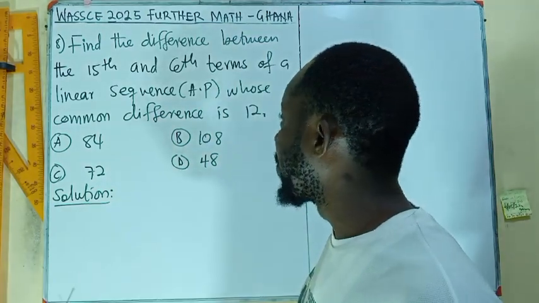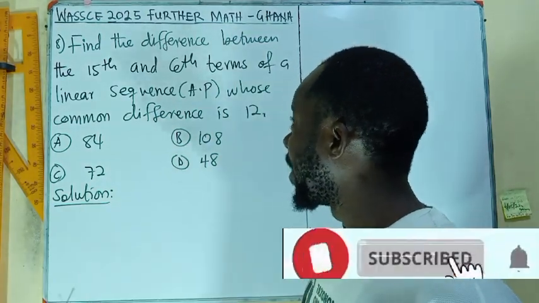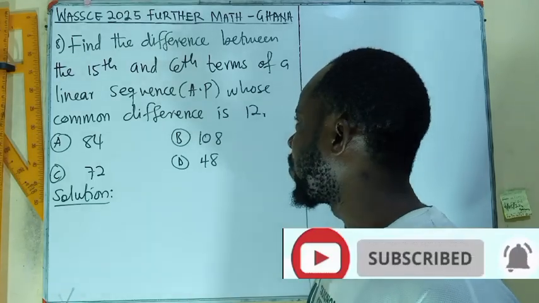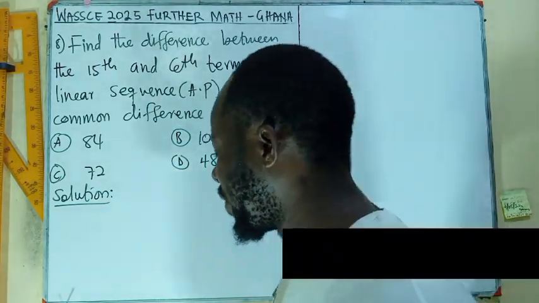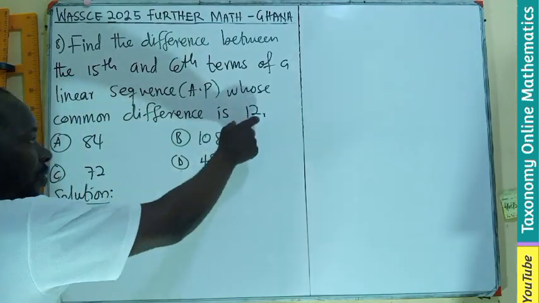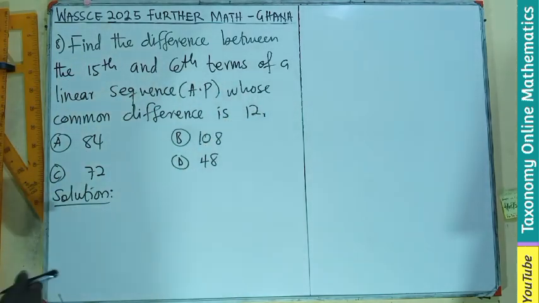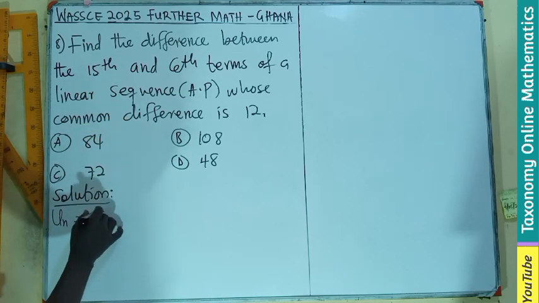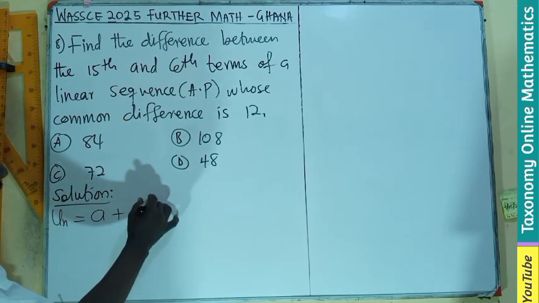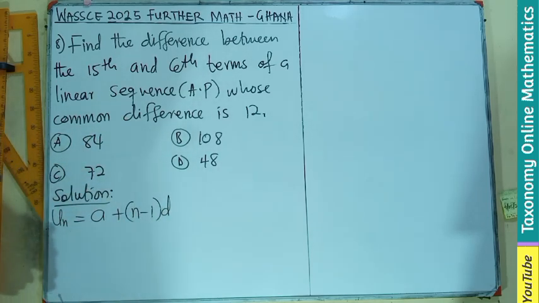We have to find the difference between the 15th and the 6th term of a linear sequence, which is the AP, whose common difference is 12. So the only information we have is the common difference. But remember, the nth term of any linear sequence is a plus n minus 1 times the common difference, where n stands for number of terms.